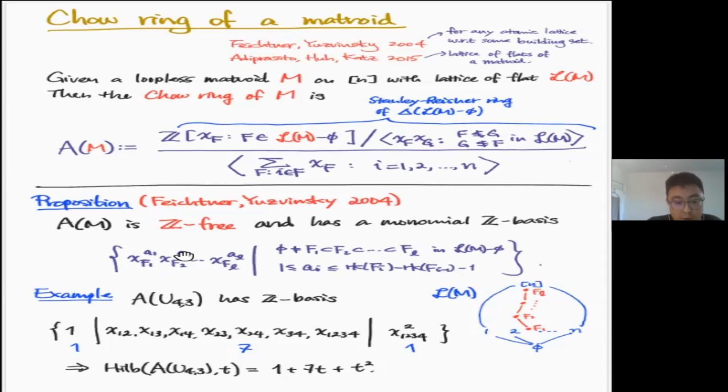For example, when your M is the uniform matroid U_{4,3}, these are the corresponding basis elements. If you count the cardinality in each degree, this gives you the Hilbert series of the Chow ring of the uniform matroid U_{4,3}, which is this.